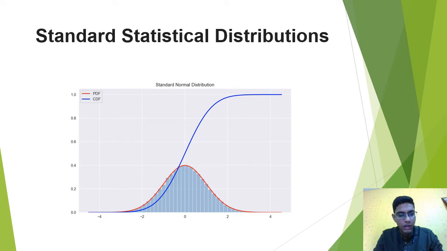Now coming on to the graph. In this graph, the red line shows the PDF and the blue line shows the CDF. This is the graph of the standard normal distribution, and in the previous slides I have told you about the PDF and CDF. In the curve you can see the CDF curve is elevating upward, and the PDF curve is like a sine wave. Not exactly like a sine wave, but it is like this.